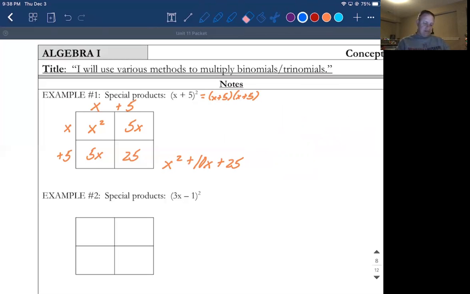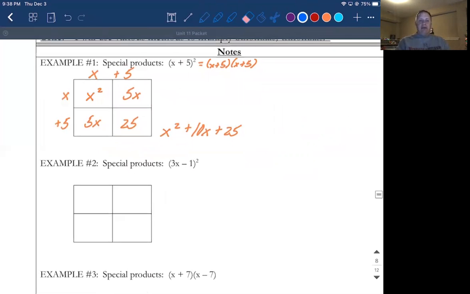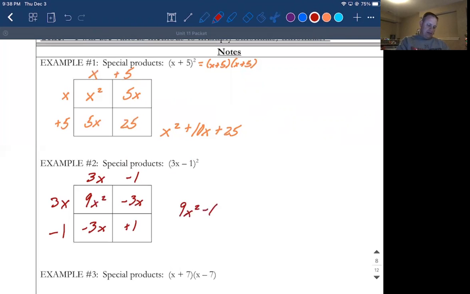Now you're going to be able to get to the point where you can probably do something like I just showed you in your head. That's the goal. We'll do that in the teacher talk. We'll see if you're seeing some of these patterns. Let's look at the second one. Now this one, my friends, is 3x minus 1 and 3x minus 1. So 3x times 3x is 9x squared. We end up with negative 3x's and a positive 1. So that gives us 9x squared minus 6x plus 1.